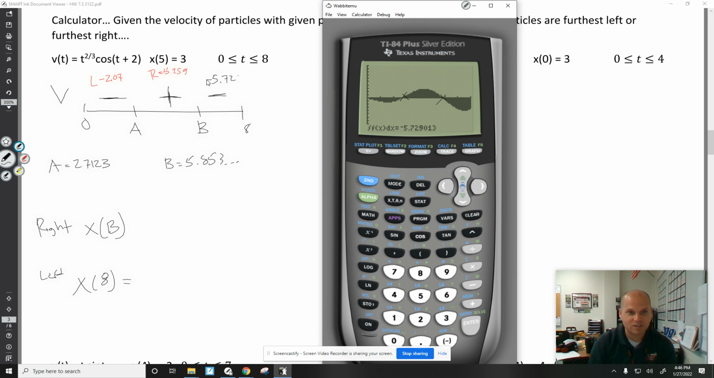Negative 5.729. Is that really 5.259 and this is negative 5? Oh, I think I was... No, I'm right. I go to the left 2, I go to the right 5, I go to the left 5.7. What's going to be the furthest left? At 8. What's going to be the furthest right? It's actually going to be at the start.